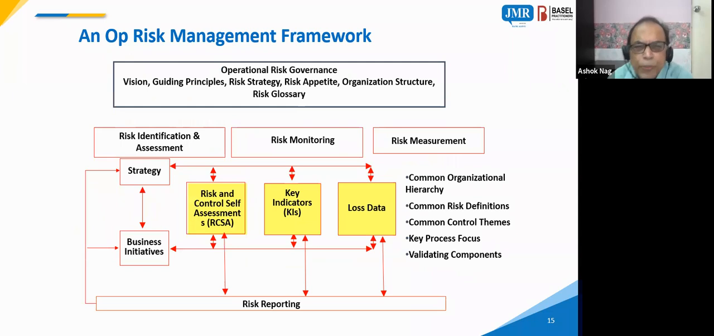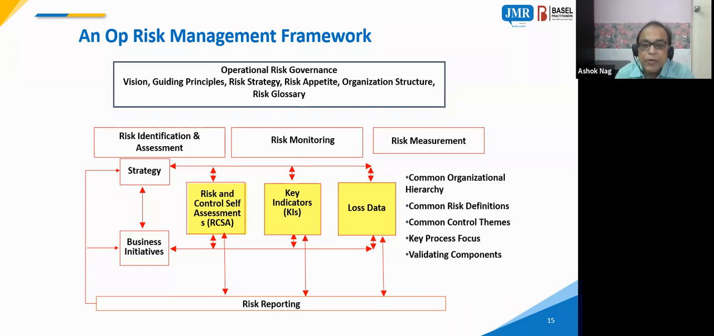Now let us go to the operational risk management framework. What is this performance measure? First is a strategy. Do you have in your bank an operational risk framework properly laid down, where you know what the risk is, how you identify it, how you assess it, how you monitor it, and how you measure it? So there is a strategy, there is a business initiative, and there is reporting.